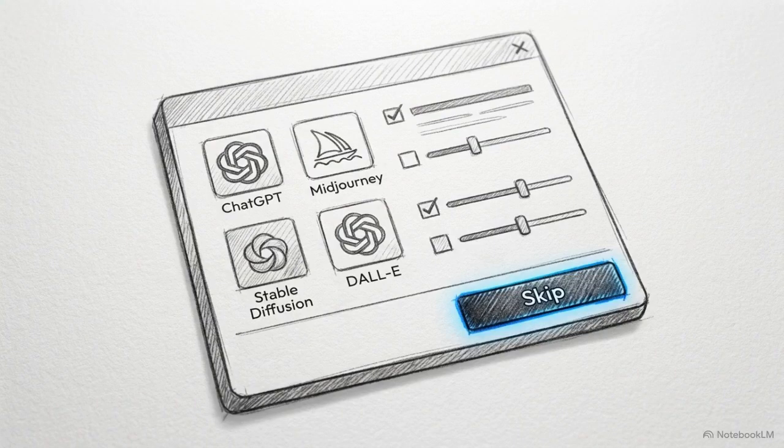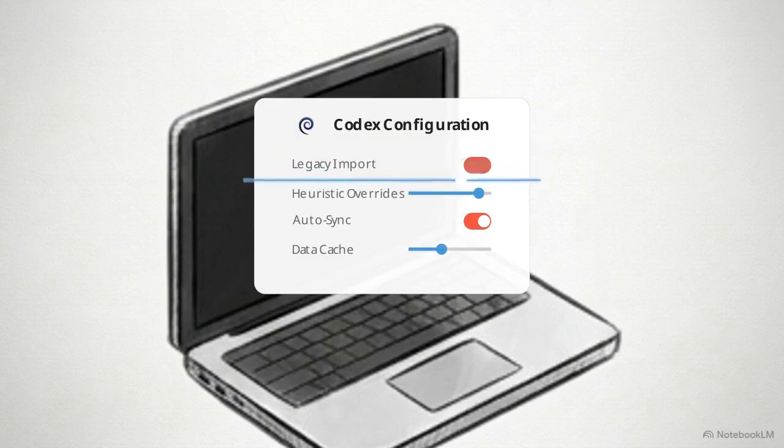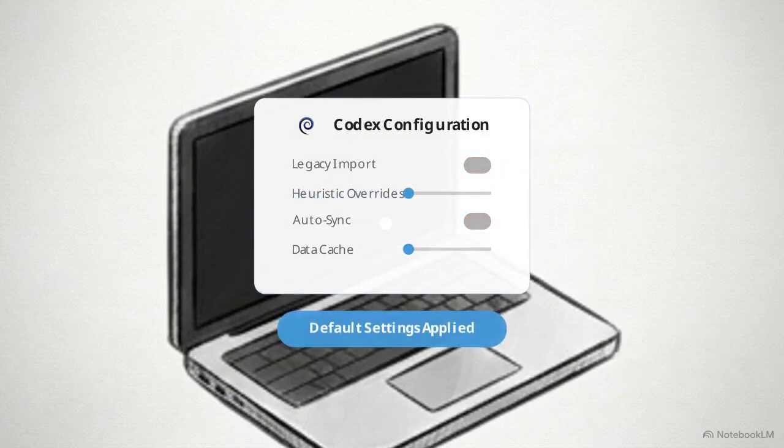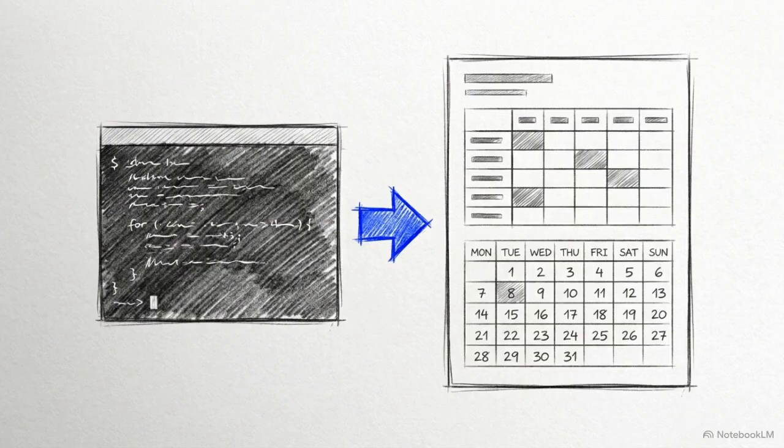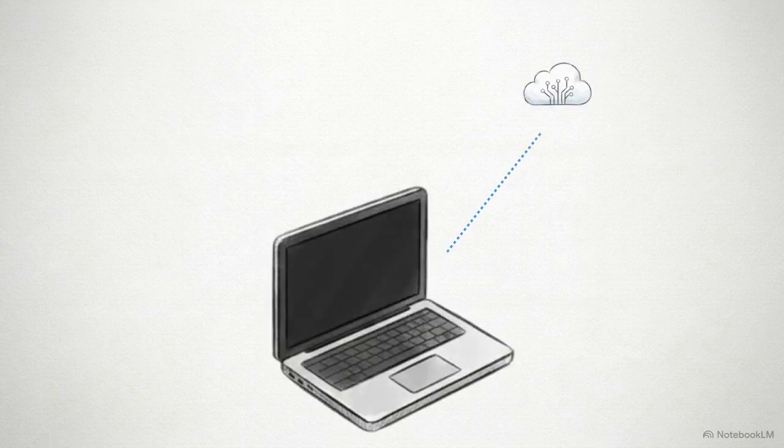If the app asks to import settings from other agents, click Skip. We want to start with a fresh configuration to ensure the system behaves predictably. Setting these specific role constraints at the start is what converts a high-level coding engine into a practical assistant for administrative tasks. Codex uses projects to stay organized.